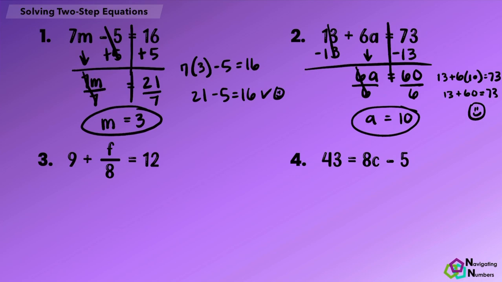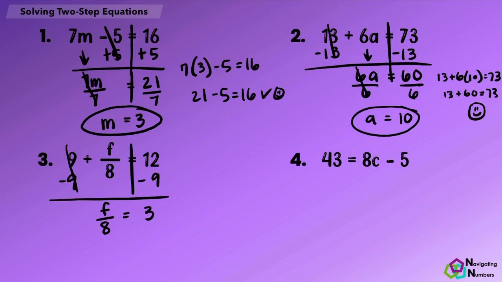Number 3, we have 9 plus f divided by 8 equals 12. Let's draw a line down our equal sign. So here we have a positive 9. Here we have division. So we're going to start with the 9. We're going to subtract 9 on both sides. We're left with f divided by 8 equals 12 minus 9, which is 3. So we have f divided by 8 equals 3.